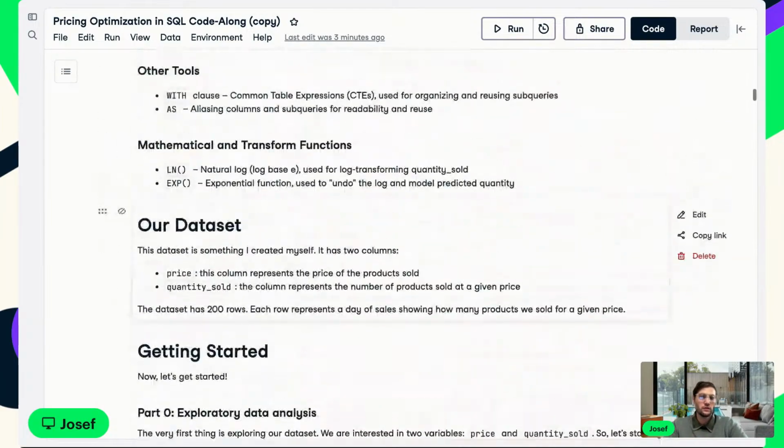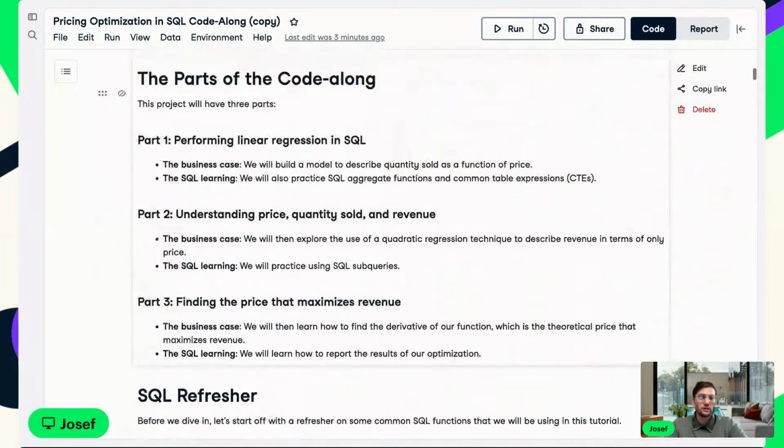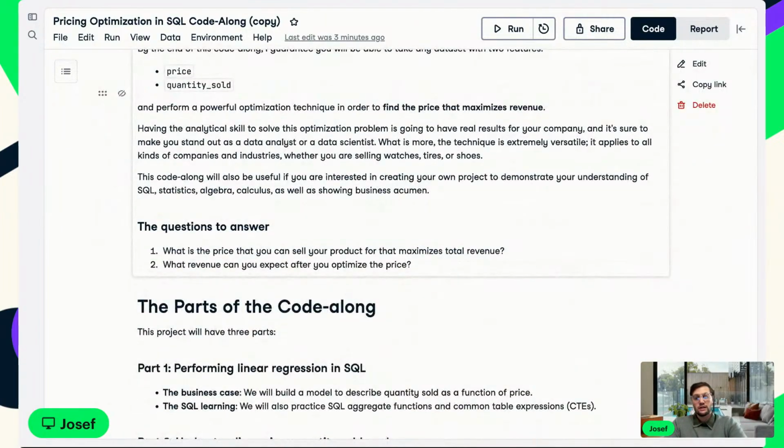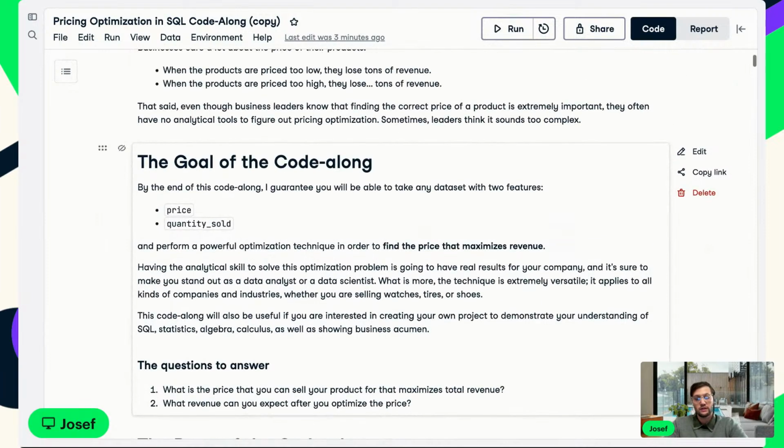And so I think that's very exciting, and I think it's a great opportunity to stand out as a data analyst or a data scientist. A lot of analysts at a lot of different companies will have access to this data set as part of a dashboard.